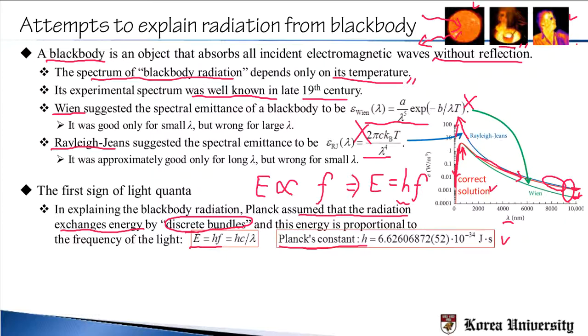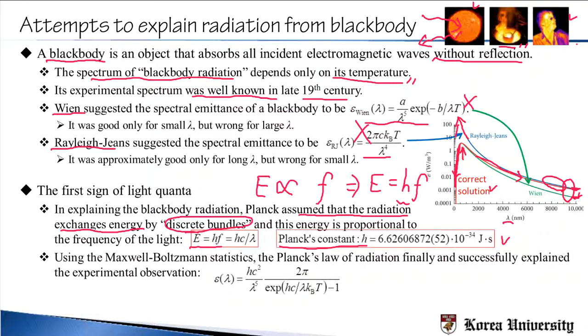So by assuming this, he finally got the correct solution, which we now know should be in this form. Well, this is a complicated equation, so do not remember this. Even though it was correct, I do not want you to remember it. You don't have to. Just remember that he was correct. So he exactly got this red curve.